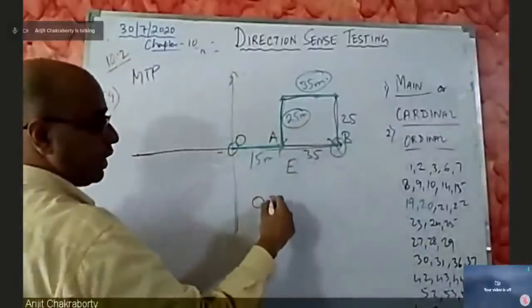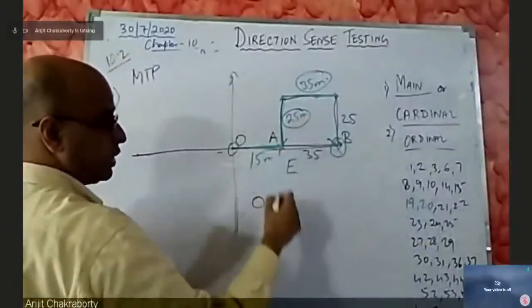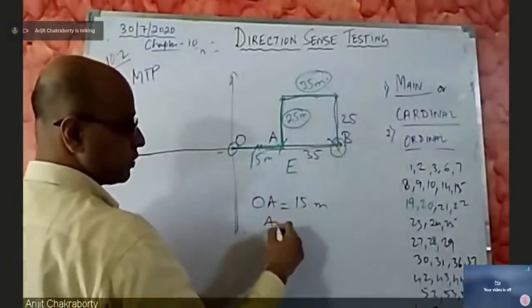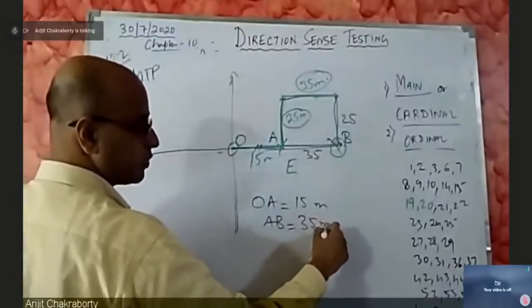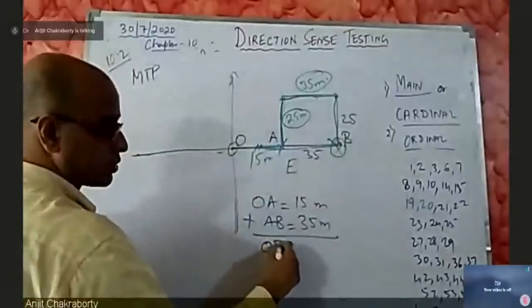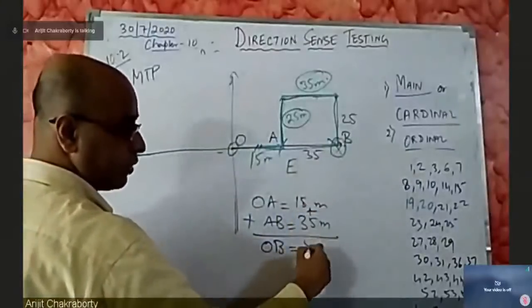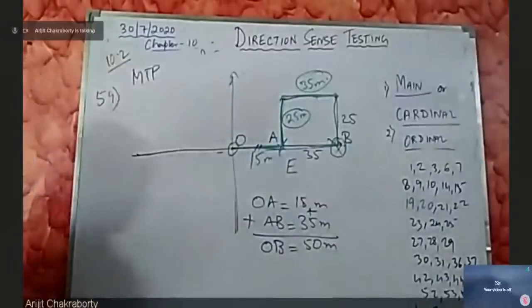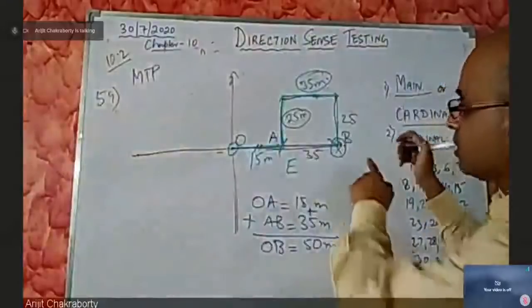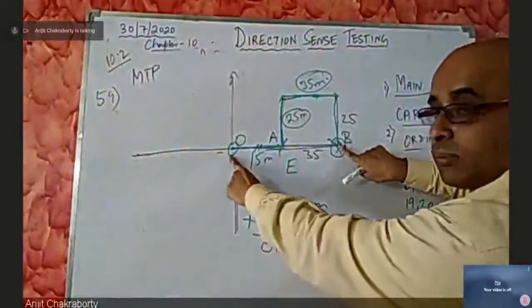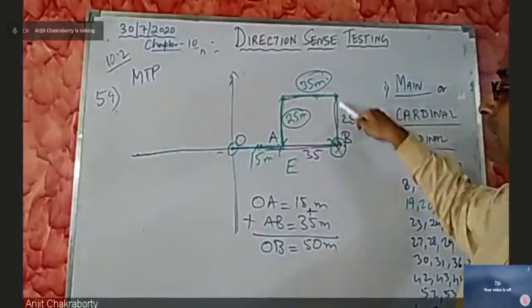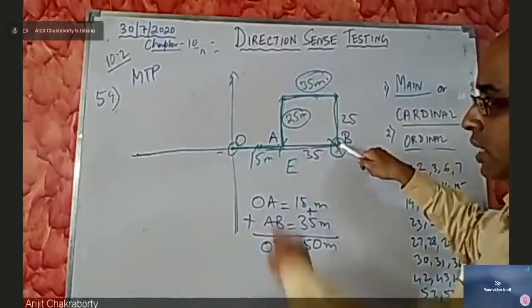So we have OA. O to A is 15 meters. A to B is 35 meters. So if you add them, you have O to B. The total distance is 15 plus 35, that is 50 meters. Okay, so the distance is 50 meters. That is, I think, the question given. So he is now at B. He started from O. He came here, went up, to the right, to the left. Stopped here.